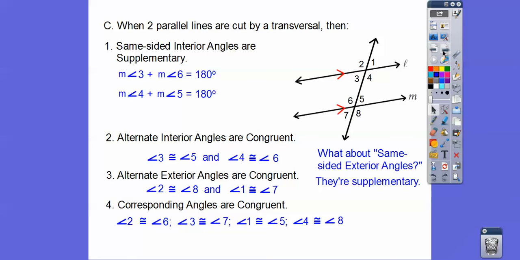Okay, so same-sided exterior. Even though we have same-sided interior, there's no real true name for same-sided exteriors, you guys, like 2 and 7 or 8 and 1. Those are the same side of this transversal. They're on the right side, and they're both outside, but they're supplementary.